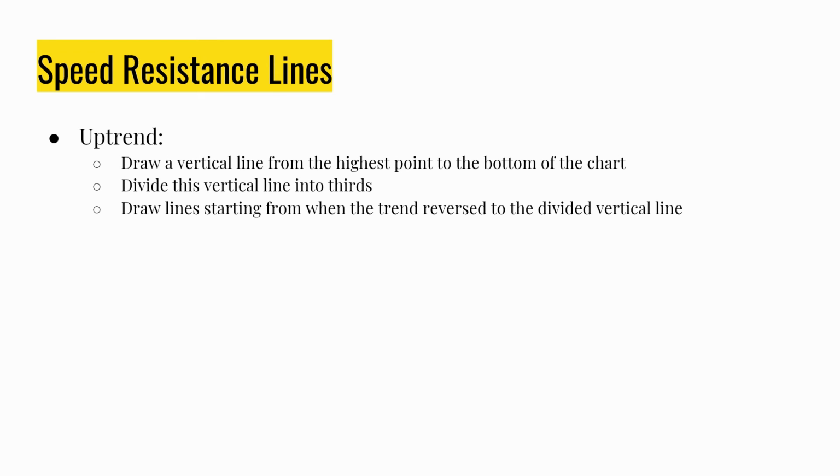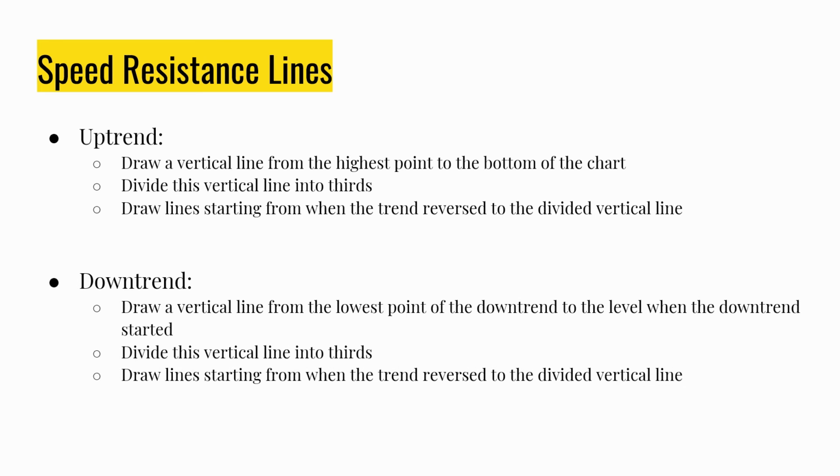In an uptrend, you would first draw a vertical line from the highest point of the stock to the bottom of the chart. Then you would divide this vertical line into thirds. You then draw a line starting from when the trend reversed to the divided vertical line. In a downtrend, you start off by drawing a vertical line from the lowest point of the downtrend to the level when the downtrend started. You would then divide this into thirds. Finally, you would draw the trend lines from when the trend reversed to the divided vertical line. If this sounds a bit complicated, don't worry, I have an example coming up.